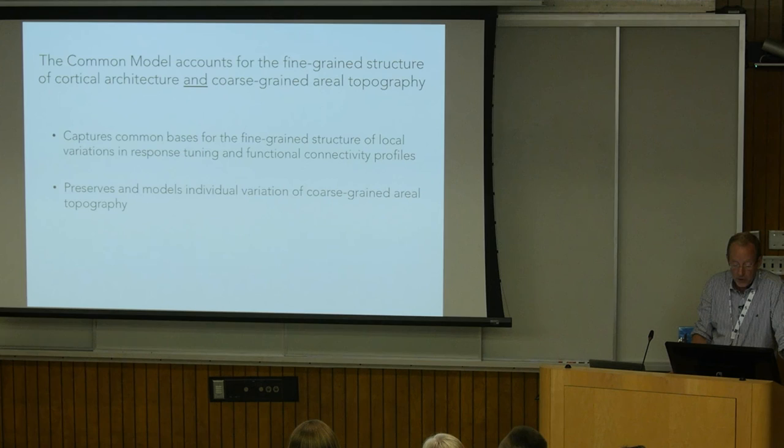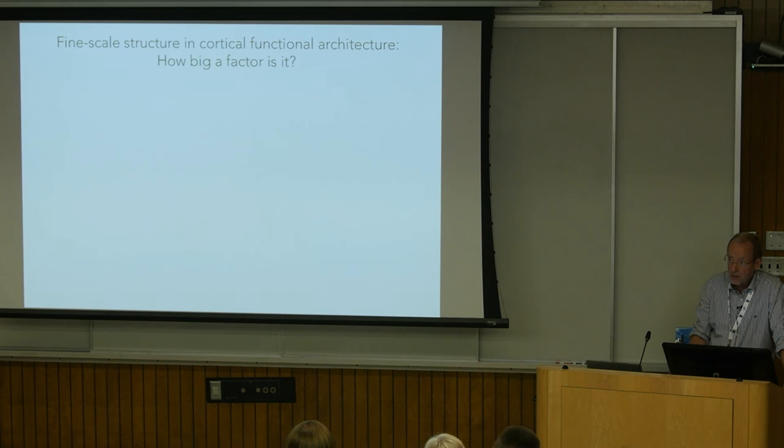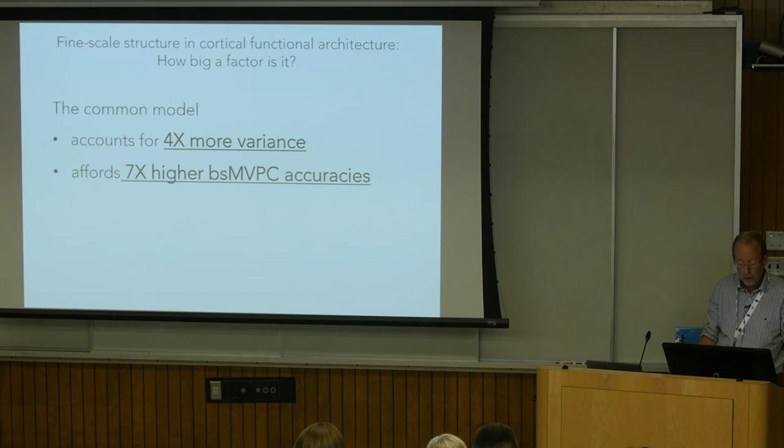So how big a factor is this? So we're talking about fine-scale structure. Is this important? Well, when we're talking about the variation in brain activity during a more natural experience, like watching a movie, this common model accounts for 4 times more variance in those variations. This is not a small step. And it affords 7 times higher between-subject multivariate pattern classification. So you really can think of this fine-grained structure as the dark matter of cognitive neuroscience.